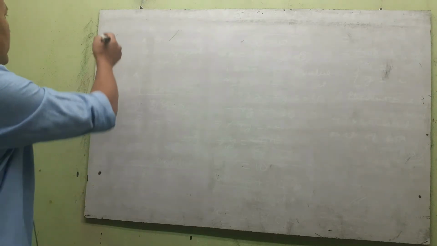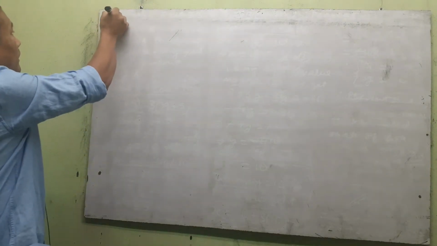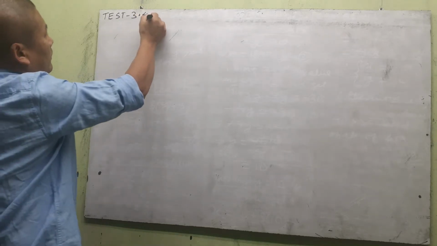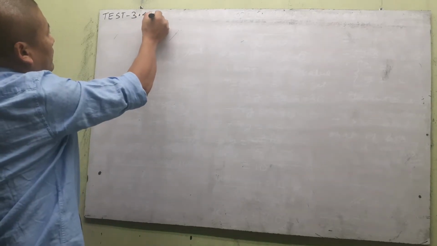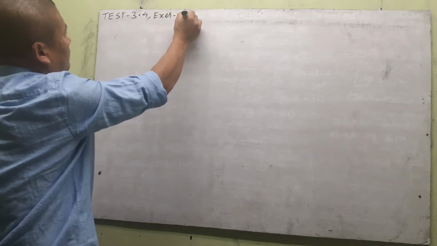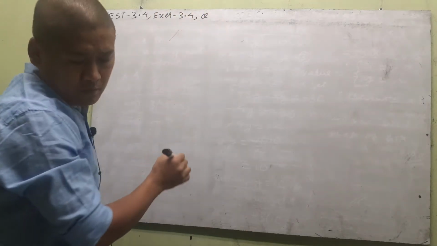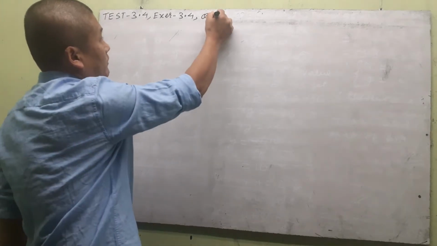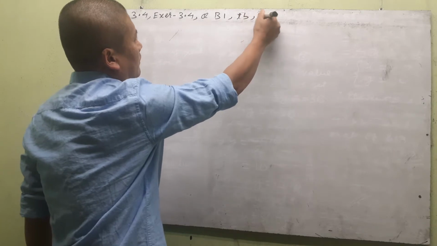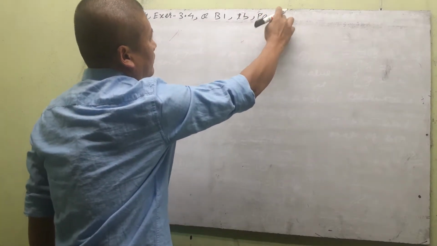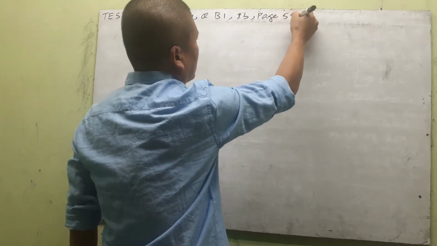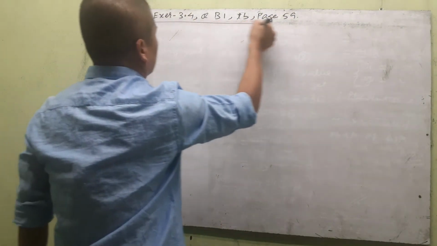Okay, so the next test here. Test 3.4. This will cover under exercise 3.4, question B1, textbook page 59. Let's start with that.